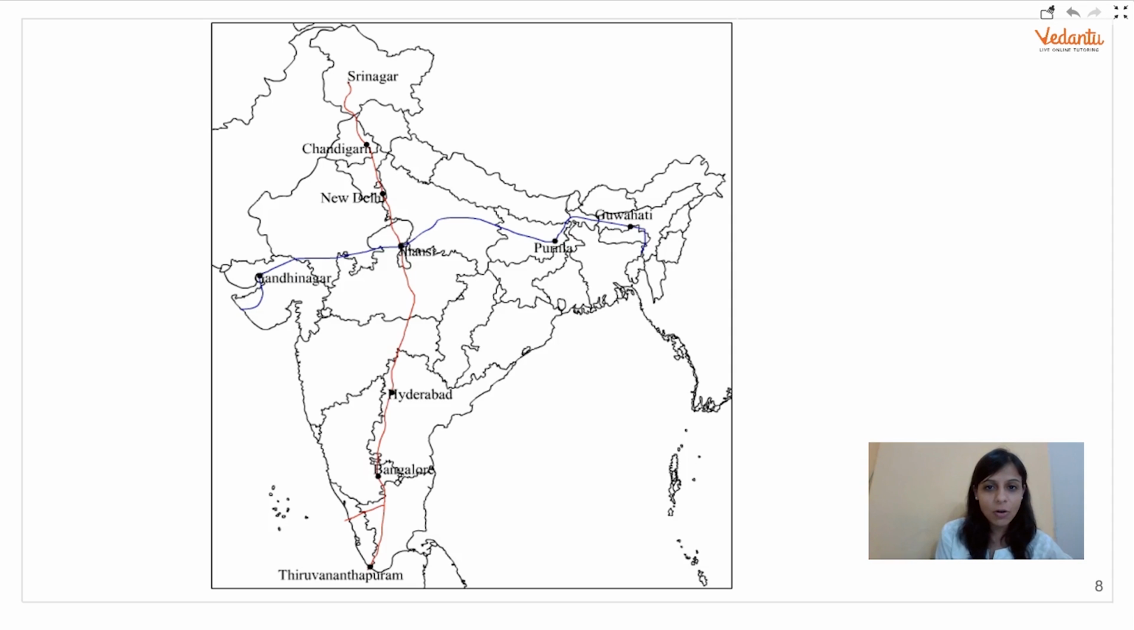Okay. On that note, here I've drawn the north to south extent. Now there are two questions on this map. First, if somebody asks you where is the north to south corridor.